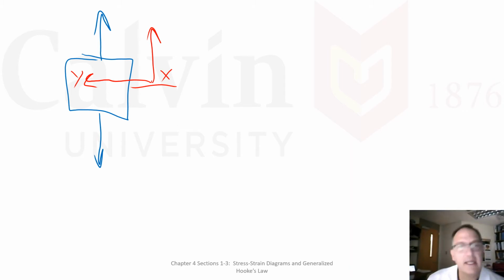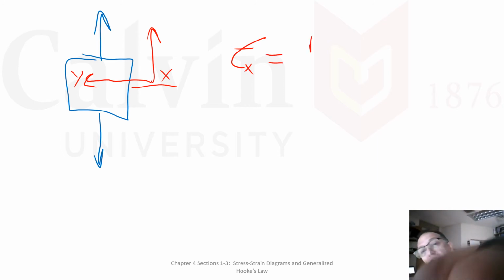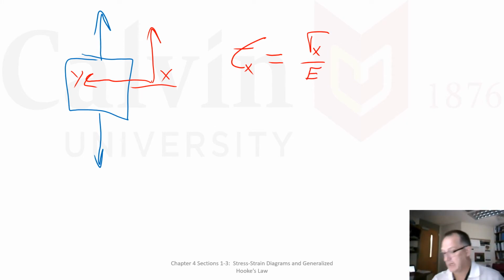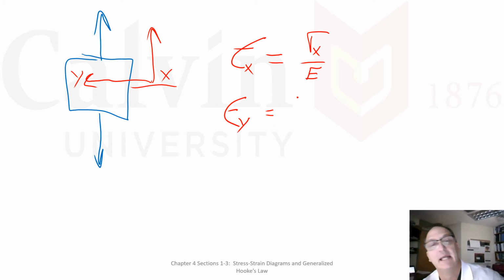If I want to start looking at the strain in the X direction, right? I'm going to look at that as the stress in the X direction divided by Young's modulus, and that's going to give me my answer. And that's going to give me part of the picture. I'm also going to get strain in the Y direction as a result of that stress in the X direction. And I'm going to write this out in a couple steps, and then we'll simplify it.